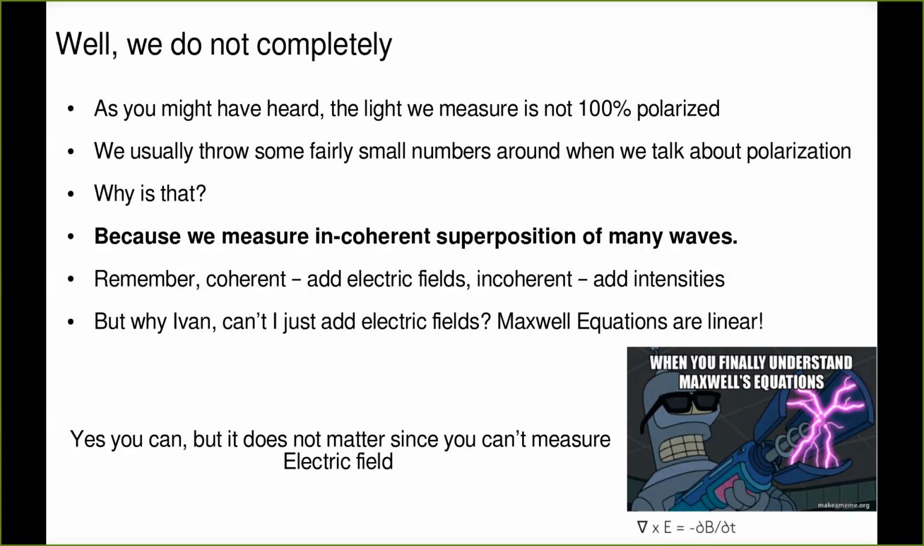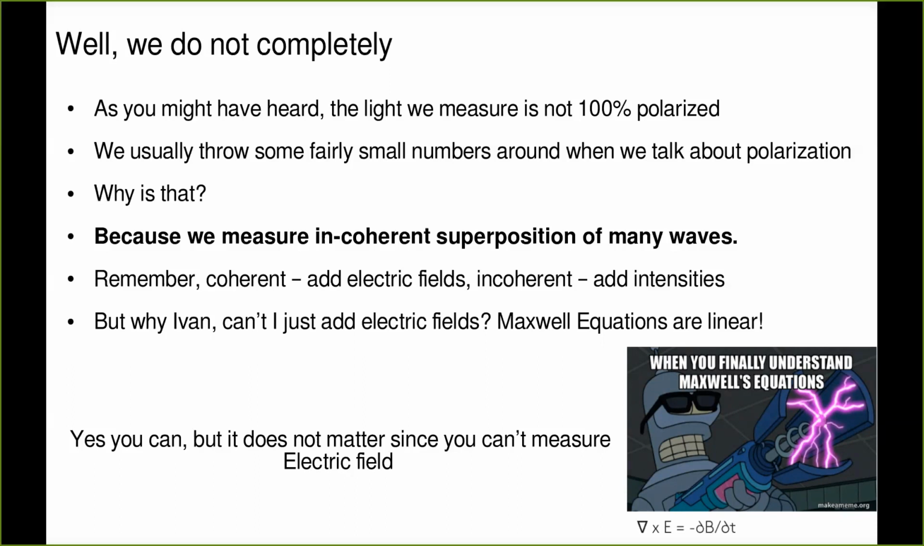And I said this like rule of thumb: if I have coherent sources, then I can add their electric fields. But if I have the incoherent sources, then I have to add their intensities. And now a natural question is, why is it so? Because Maxwell's equations are linear in their nature, so we should just be able to add electric fields as much as we want.